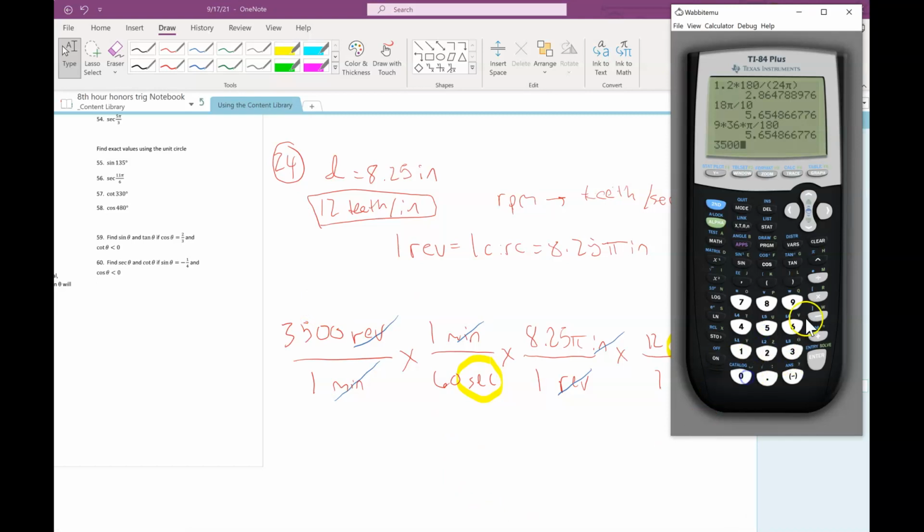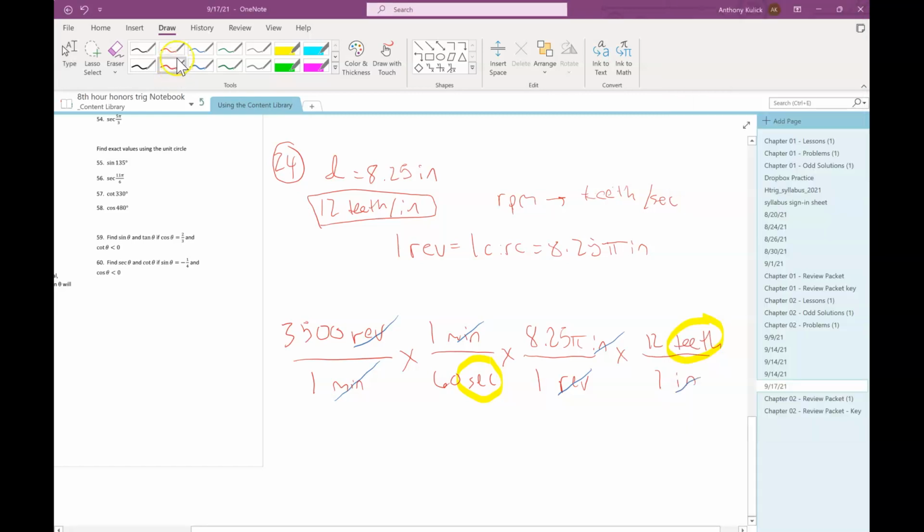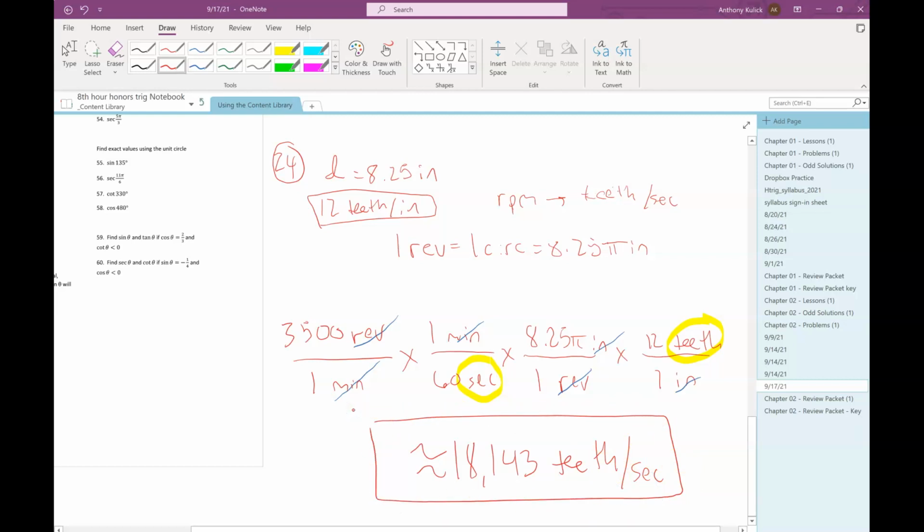So 3,500 times 8.25 pi times 12. I'm just doing the whole numerator at once. Divided by, and then the denominator just really has the 60, so I don't even really need a parenthesis down there. If you have lots of things, though, you should put a parenthesis around the denominator. That gives me 18,143-ish. I don't think this one I was specific about where to round. But that's all she wrote there.